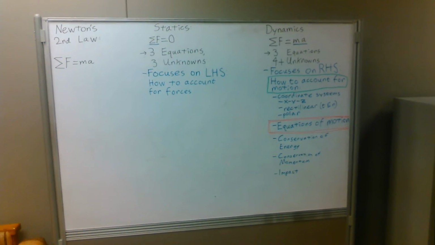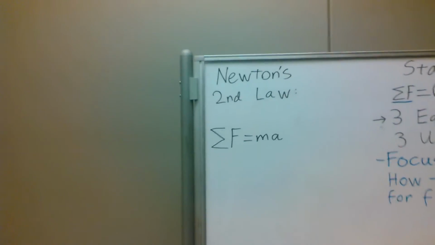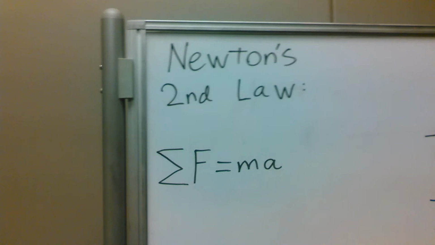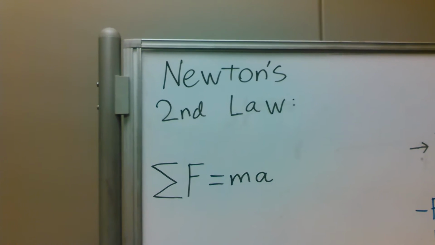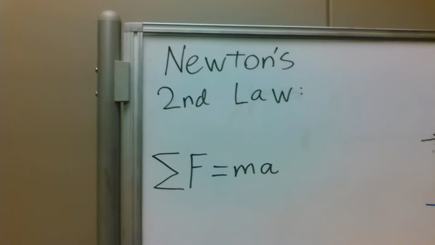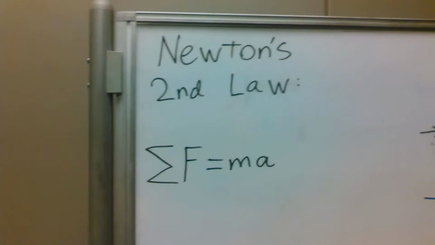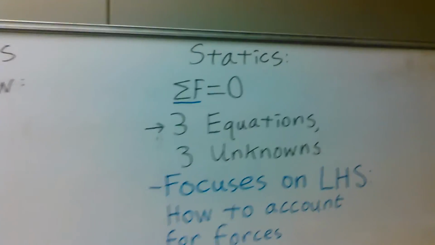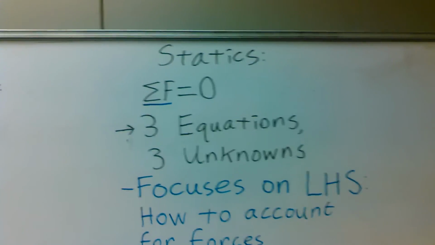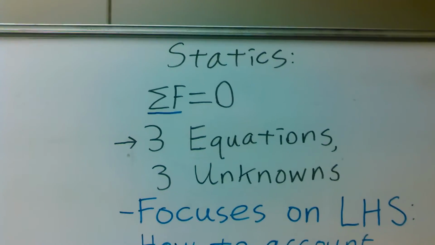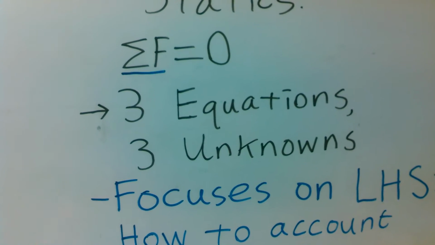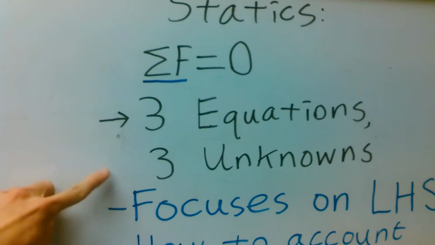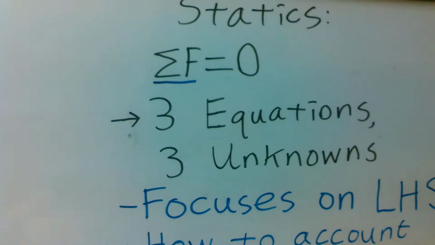So, statics and dynamics are both based on Newton's second law, which states that the sum of the forces acting upon an object are equal to that object's mass times its acceleration, as you can see here. Now, in statics, we had the simple case where the acceleration was equal to 0. That led to the very nice situation where you had 3 equations and 3 unknowns. A simple enough situation, and you can solve it.